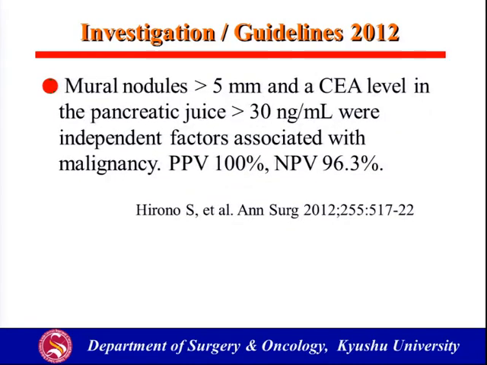However, one study from Japan by Hirono published in Annals of Surgery showed that mural nodules more than 5 millimeter and a CEA level in the pancreatic juice more than 13 nanogram per ml were independent predictive factors associated with malignancy. In fact, ERCP for sampling of the pancreatic juice cannot be performed in most Western countries, but may still have a significant role in the diagnosis of malignancy in branch duct IPMN.